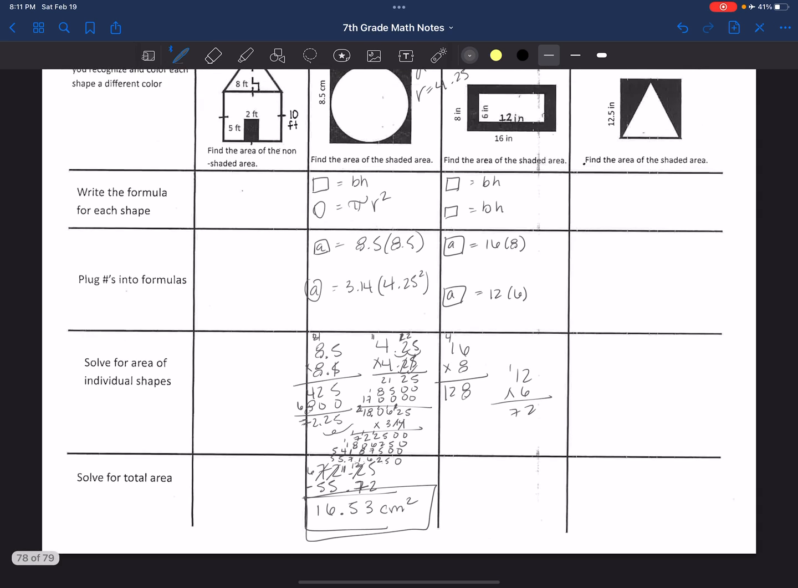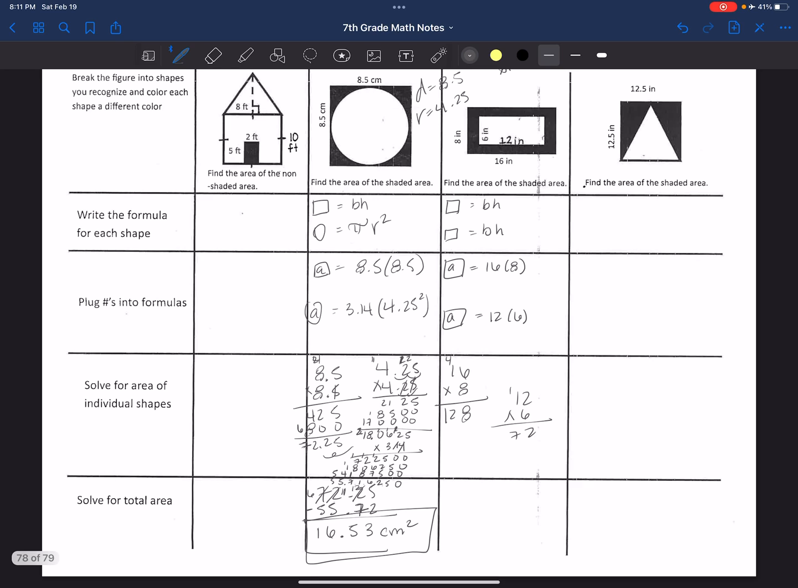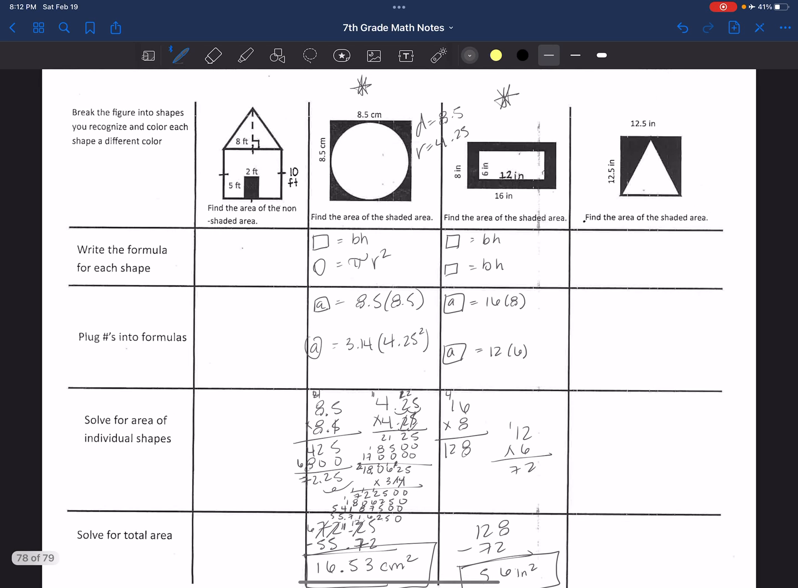And now I'm going to subtract because, right, I'm taking the middle part out. So 128 minus 72. 8 minus 2 is 6. 12 minus 7 is 5. Therefore, my answer is 56 inches squared. Boom. See how much easier that was? That circle one, it's just annoying, but you got to know how to do it. All right, let's do this last guy, and then we'll come back to the first guy.